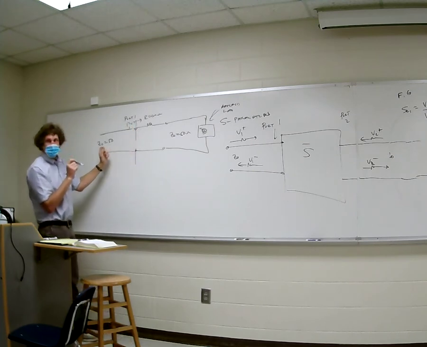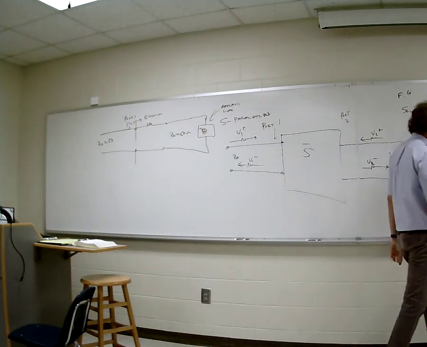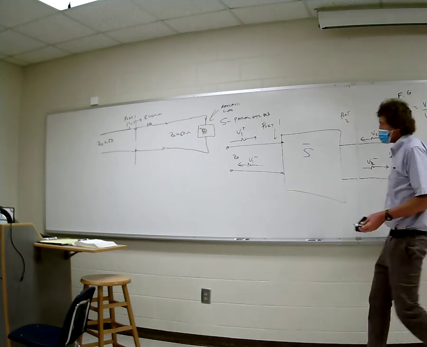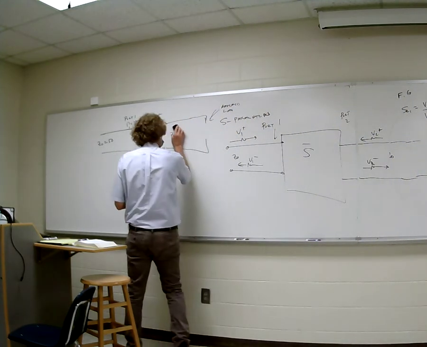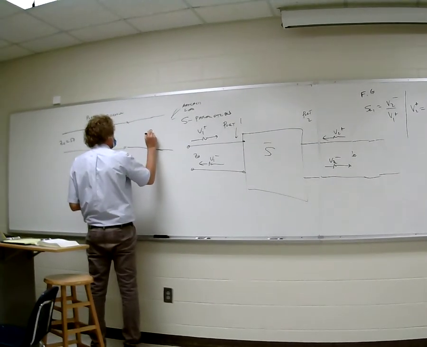I came from 50. So that means S11 here would be equal to 150 minus 50 over 150 plus 50, or it would be 1/2. Do y'all agree with that? This doesn't have to be here because S parameters don't have to do with the loads. I just wanted to show you that.